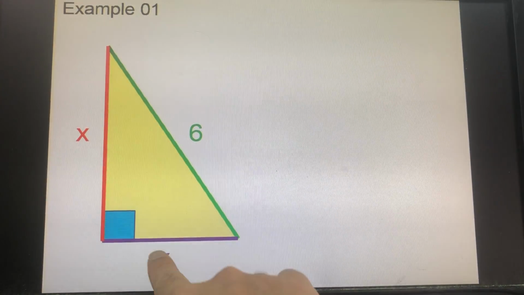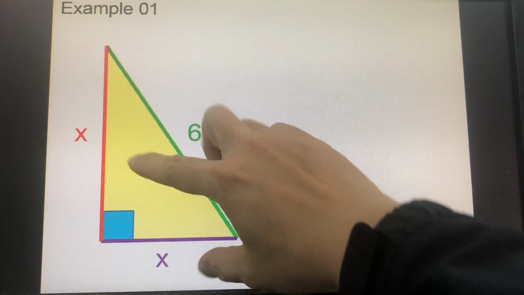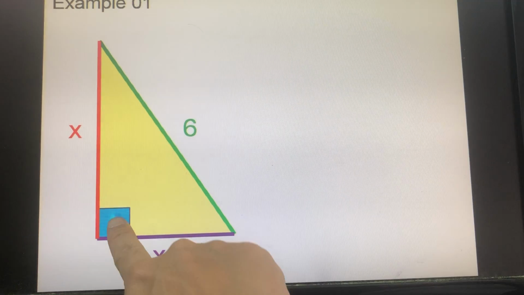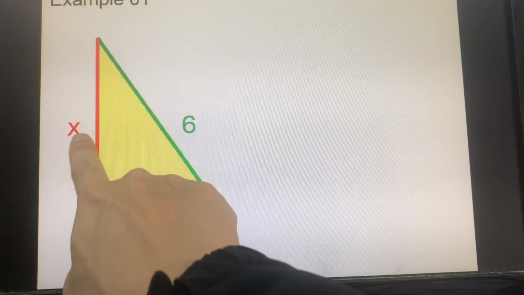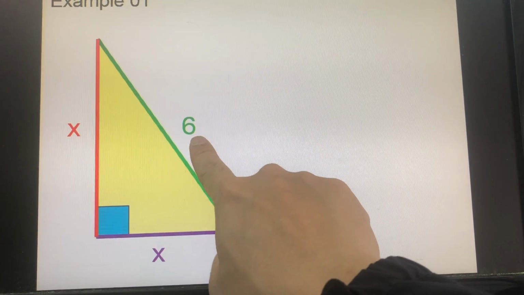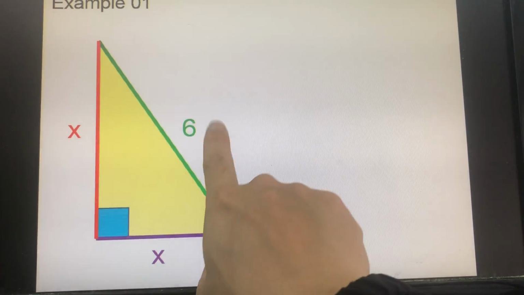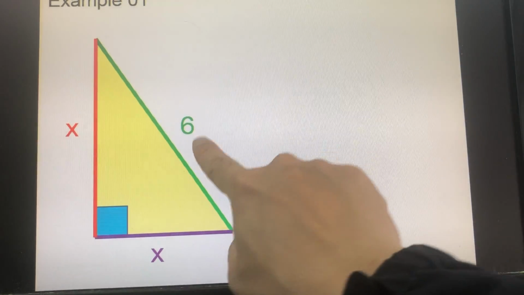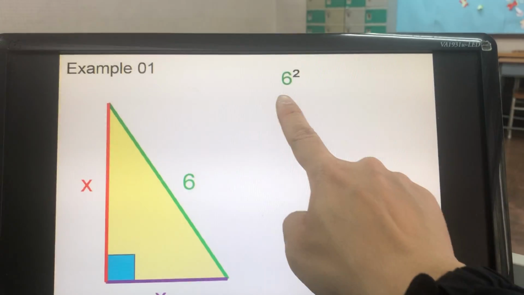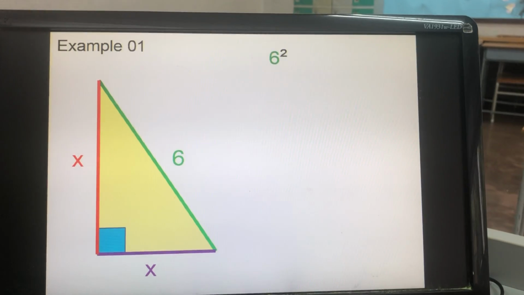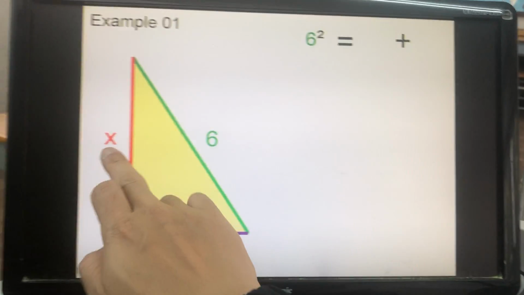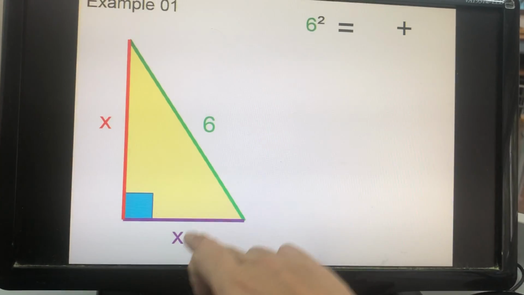This one? This one? No, they are not the hypotenuse because they are just next to the right angle. They touch each other. They are very close. This is also very close to the right angle. Only this one is far apart from the right angle, opposite. They are not touching each other. So this one is the hypotenuse. Therefore, you should start from the hypotenuse squared, 6 squared. 6 squared equals the sum of what? The sum of x squared and x squared.